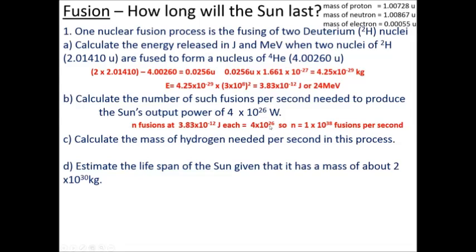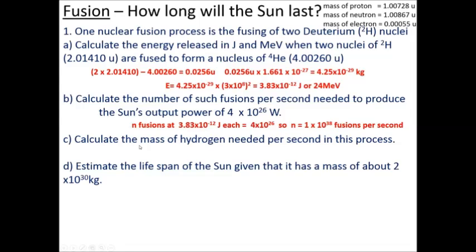And remember, that's in watts, so that's joules per second. Just dividing this through, you can get an answer of N being equal to 1 times 10 to the 38 fusions per second. Okay, so if you just do 4 times 10 to the 26 divided by 3.83 times 10 to the minus 12, and we get that many fusions per second.